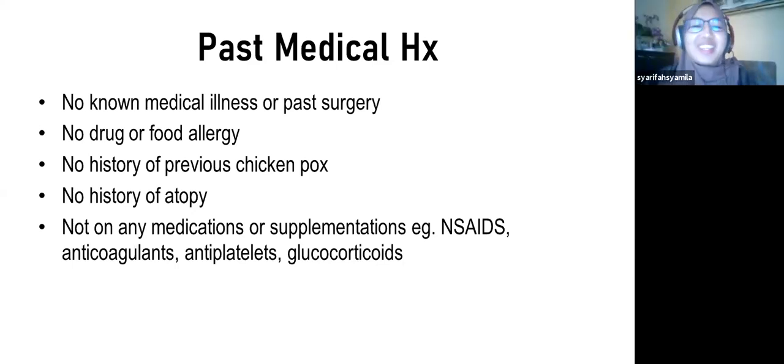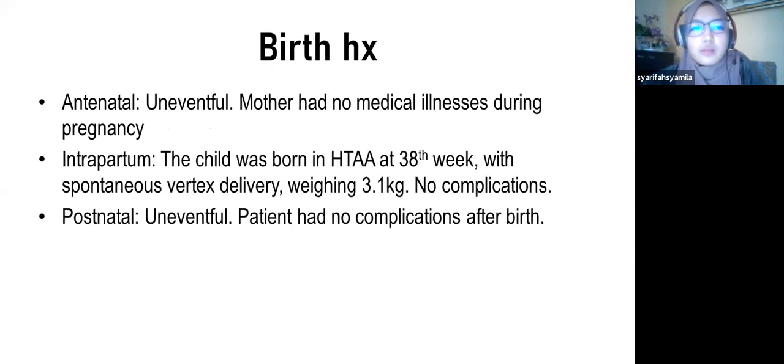For the past medical history, there was no known medical illness or past surgery. There is no drug or food allergy. There was no history of previous chickenpox, no history of atopy, and the patient is also not on any medications or supplementations that may provoke bleeding, such as NSAIDs, anticoagulants, antiplatelets, or glucocorticoids.